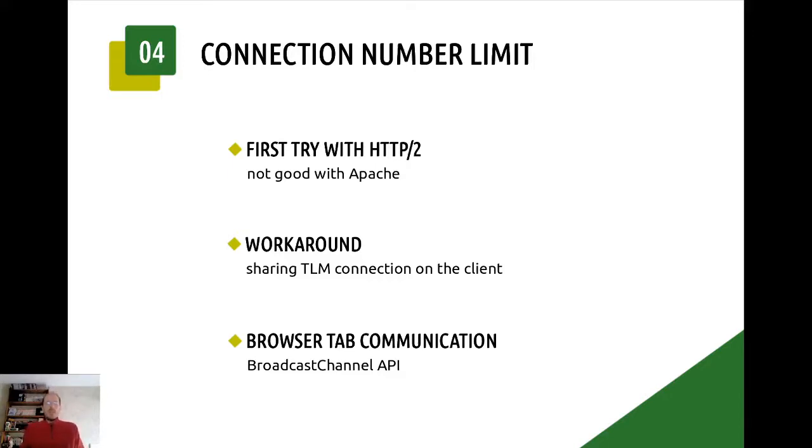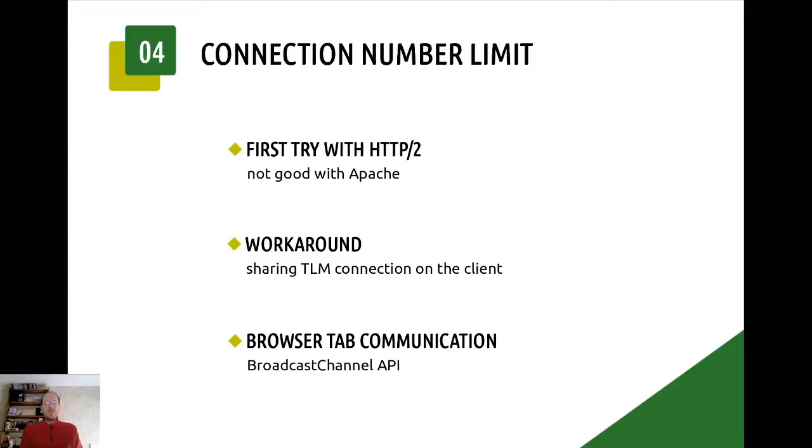Swapping Apache for another HTTP server, NGINX for example, was out of the question, as it had too many implications and was considered to require too much work. So we decided to create a workaround in the front-end application instead. This workaround consists of sharing the Tracim Live Messages connection between all open browser tabs and windows.